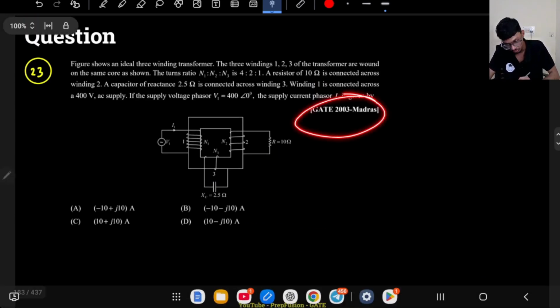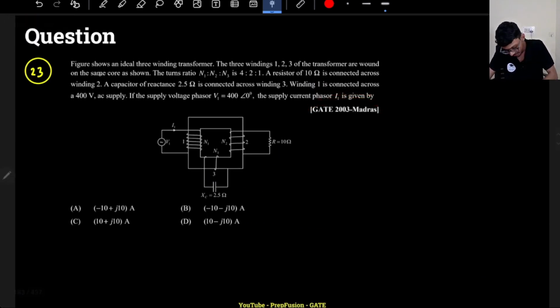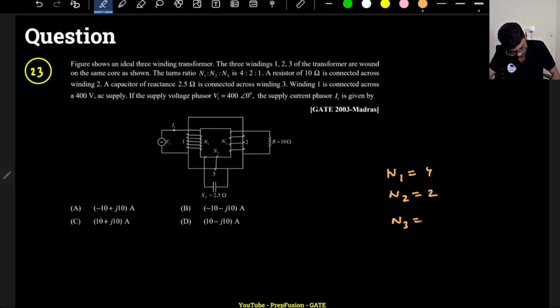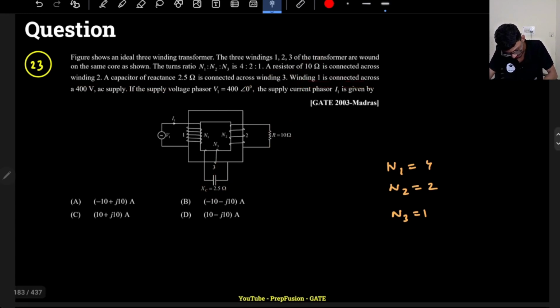This is a very old question, GATE 2003, IIT Madras. The figure shows an ideal 3-winding transformer. Windings 1, 2, 3 are wound on the same core as shown, N1, N2, N3, with the turns ratio as given. N1 equals 4, N2 equals 2 and N3 equals 1. These are the turns ratio. A resistor of 10 ohm is connected across winding 2. A capacitor of reactance 2.5 is connected across winding 3. Winding 1 is connected across a 400 volt supply.